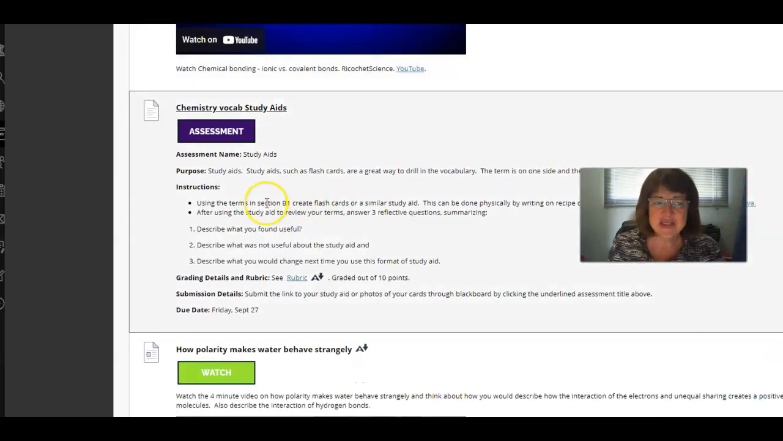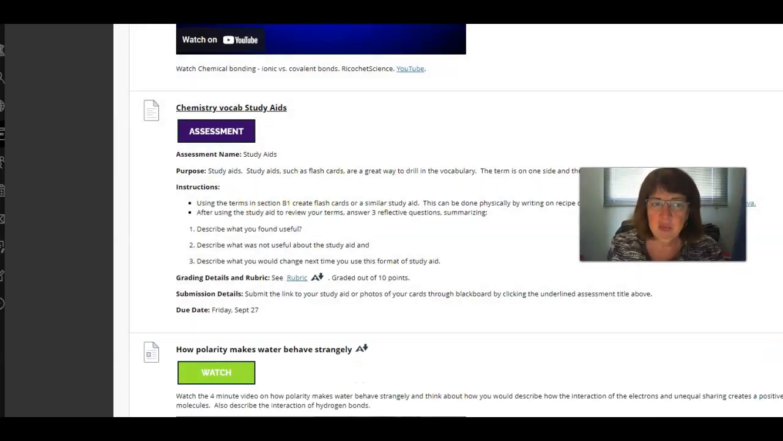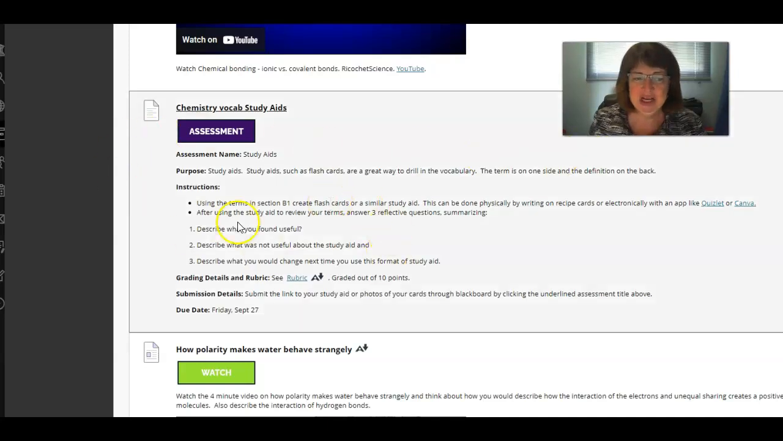Now, for the assessment for this part, I want you to come up with a study aid because we've gone through a lot of vocabulary. Study aids, such as flashcards, are very important in vocabulary drill. So I want you to make flashcards, and this can be done either using good old pieces of paper or recipe cards, or you can do it electronically on an app such as Quizlet or Canva. And if you've never used Quizlet or Canva before, there are very good videos on Google or on YouTube that'll show you how to use them.